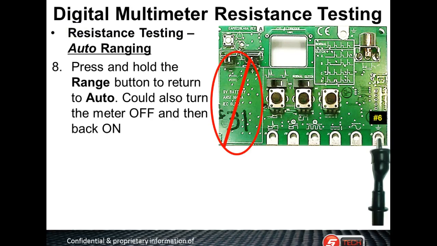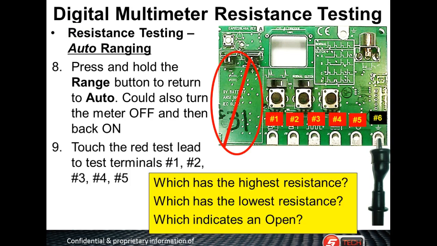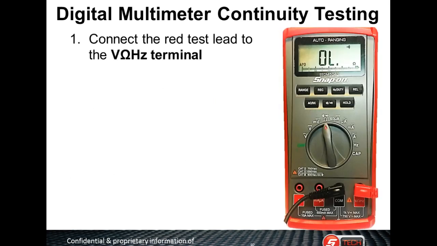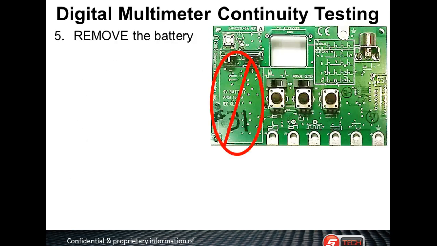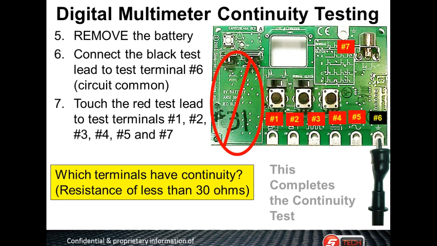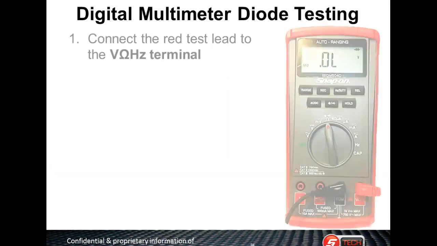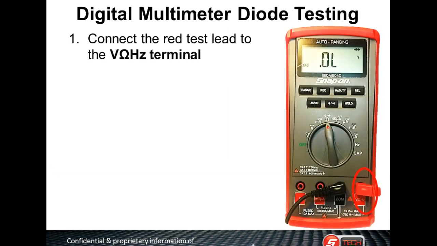So we got through resistance. The next thing we're going to look at is continuity. What we'll look at now is diode testing. On our little circuit board, I think we've only got one diode in there, and it's actually a light emitting diode.